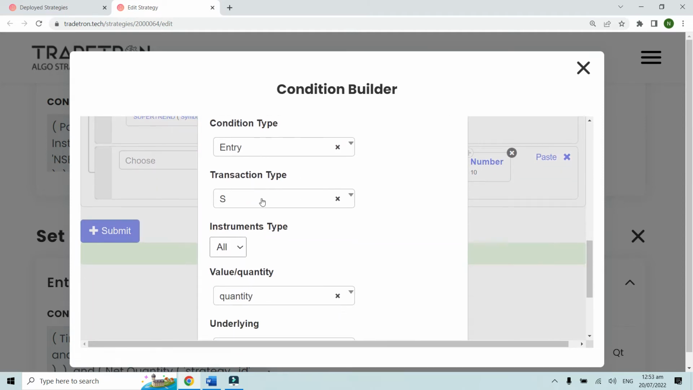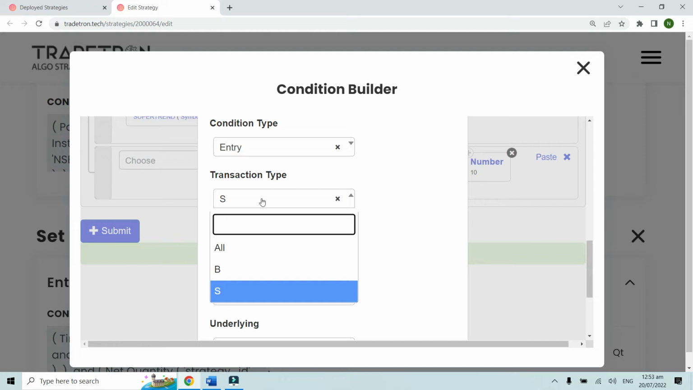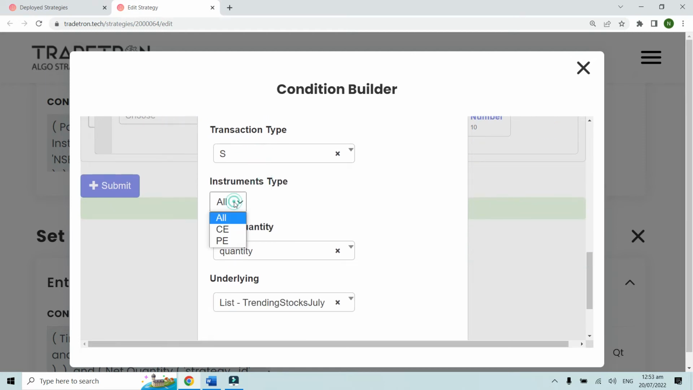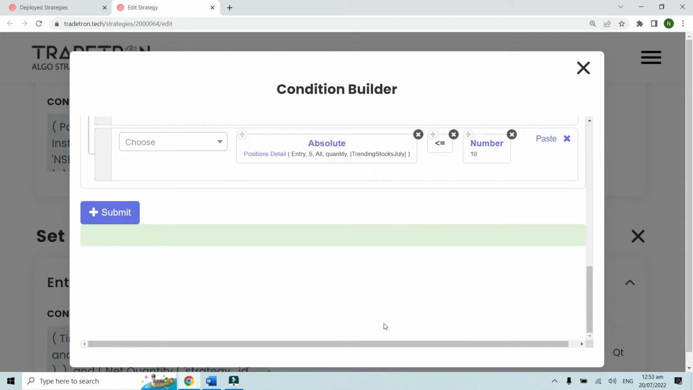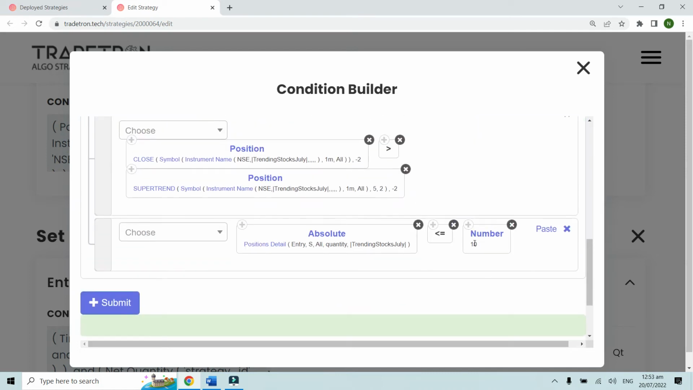So for the entry, it is sell, instead of buy as we saw in the first set. In the second set we are using sell. In this case, since it's not call or put, it will be all, and quantity and list of trending stocks July is less than or equal to number 10. It is basically the same as the buy side.